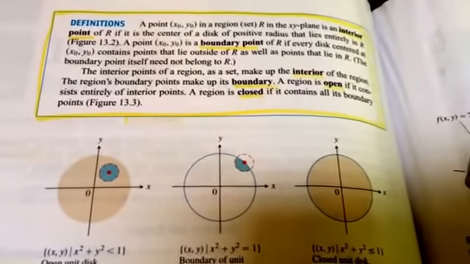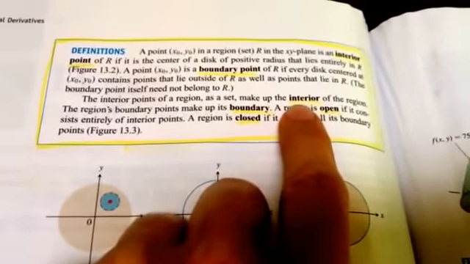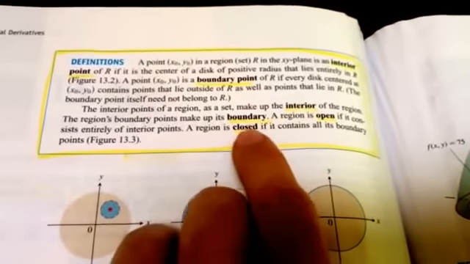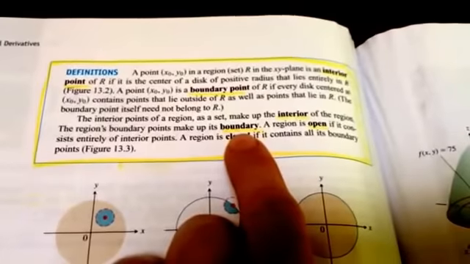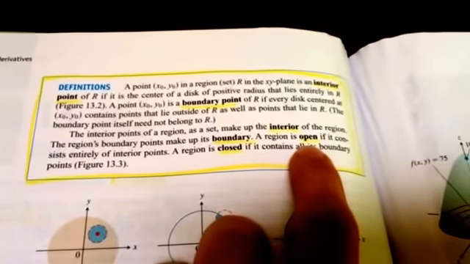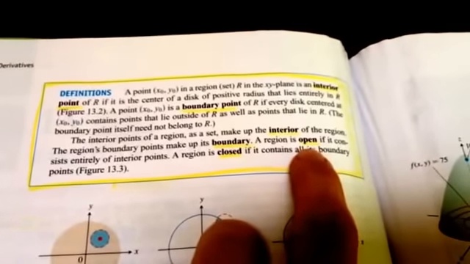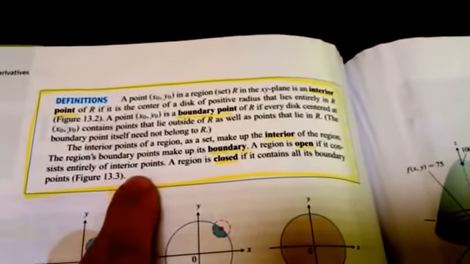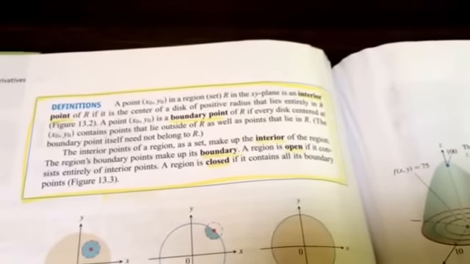So you can see a couple more examples here. So the interior of a region is all the interior points. The boundary of a region is obviously the boundary. And so these are important definitions here. Open and closed. A region is open if it consists entirely of interior points. So in other words, there are no boundary points. So if you drew it, let's see if they have one. Do they have one? No. If you drew it, the boundary would be dotted, right?